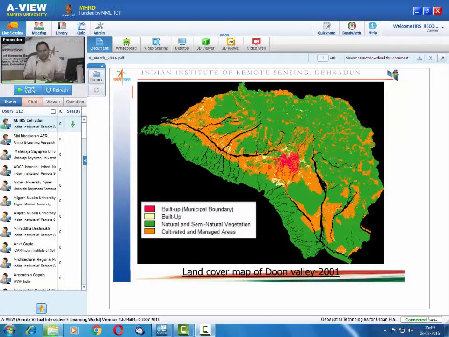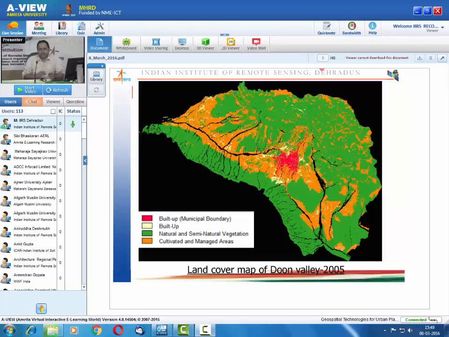This is the cultivated and managed vegetation which consists of agricultural lands, orchard, plantations, and this is the natural and semi-natural vegetation which consists mainly of forest. They are all reserved forest area, mainly consisting of sal forest, right? So this image was done using a Landsat image, that means it has a spatial resolution of 23.5 meters. Again, we produced a land cover map of Doon Valley for the year 2005. Again, we took a Landsat 3 image of 2005 and again we classified into 5 categories, right?